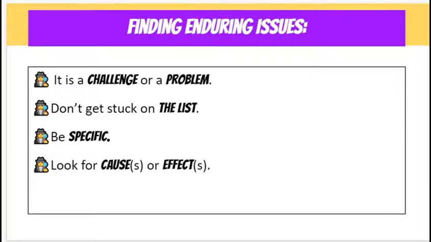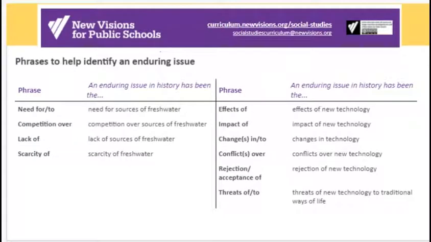Next thing, we looked at a list last video. Don't get stuck on that list. We're going to look at specific ideas you really need to look at, but don't get stuck with that list and be as specific as possible. What you should look for is cause and effect. Now, notice we have our little detectives over here, right? Our detective hunting for clues. So how are you going to hunt for clues?